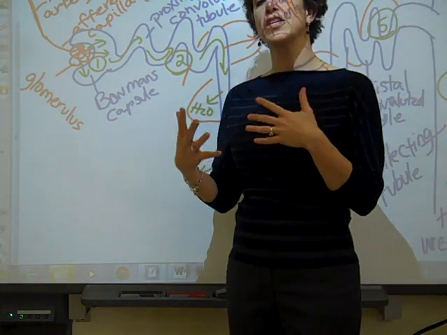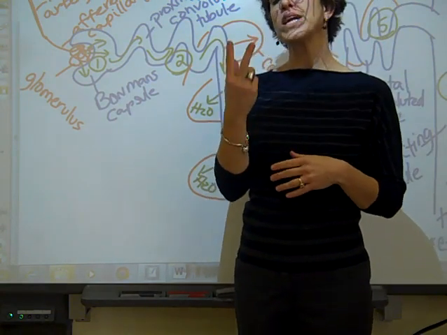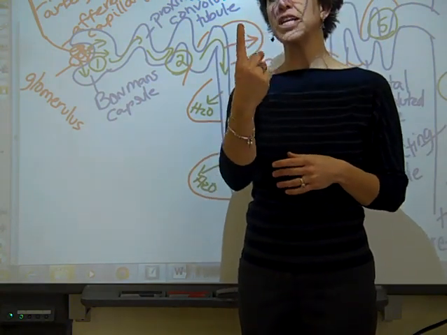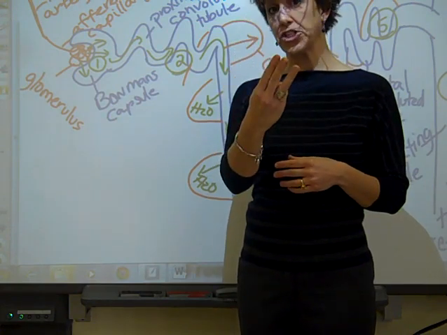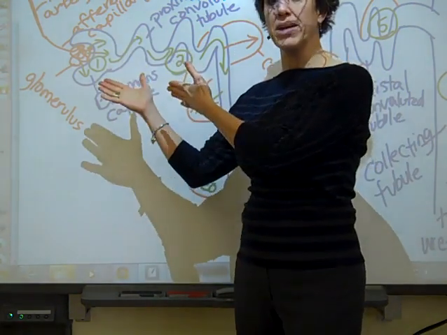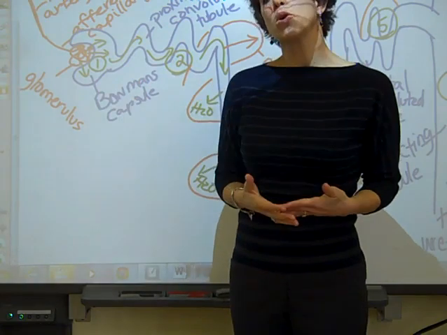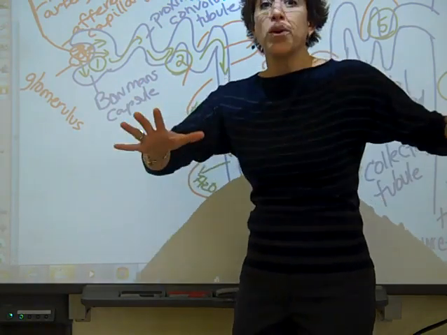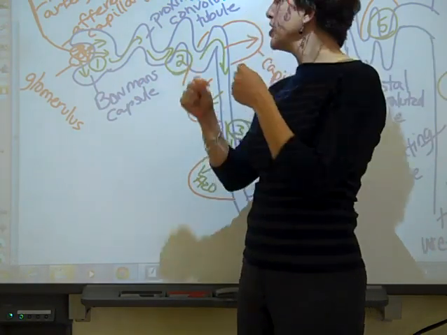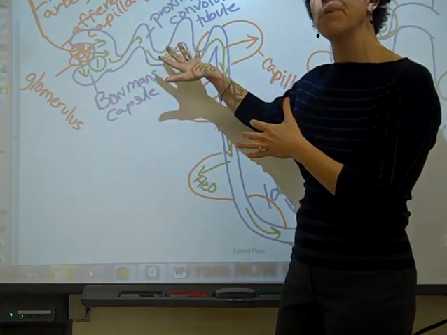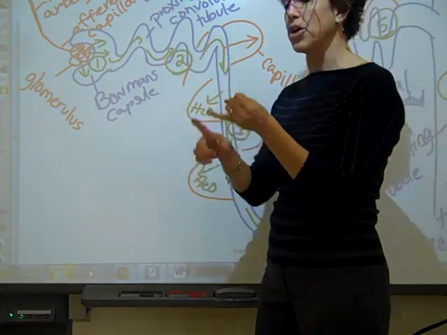So if we think about the job of the kidney, there are 3 jobs overall: filtration, reabsorption, and secretion. Filtration just happened to form the filtrate. Reabsorption is how your body says, wait, don't get rid of that, I want it back. So reabsorption is going to happen here in the proximal convoluted tubule.